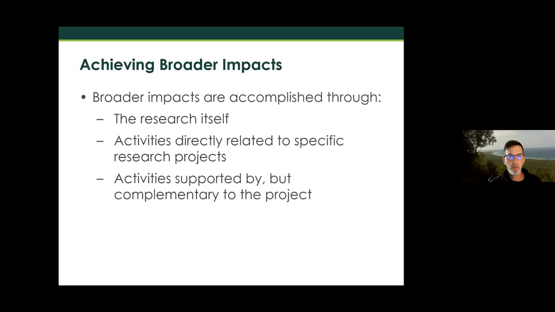So broader impacts can be achieved in one of three ways, not exclusively. So it could be the case that you have more than one of these in your proposal. So first, it can be through the research itself. It's quite possible your research itself will have a direct benefit to society. Second, it could be through activities directly related to specific research projects. So for example, increasing the number of students and postdocs working in your lab from historically underrepresented groups. And then third, it could be activities that are complementary to a research project, such as developing interactive activities for the MSU Science Festival that teach some of the fundamental scientific concepts behind your research to public audiences.